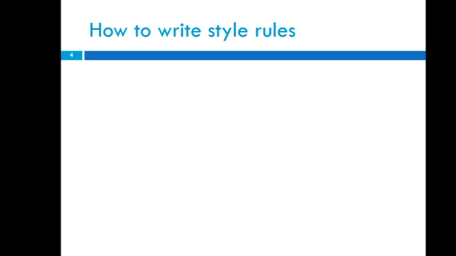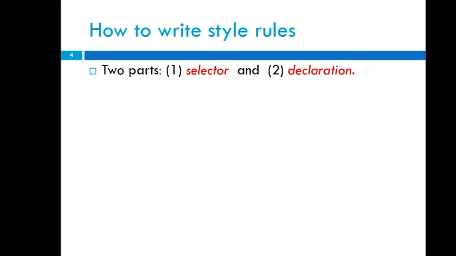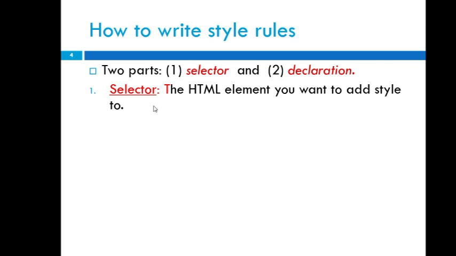So how will you write a CSS style, or you can say rule? For that we have to use the CSS syntax. In the syntax we have two parts. First one is the selector, second one is the declaration. In the selector we have to use the HTML element that you want to add style to. Which element do you want to add style to?